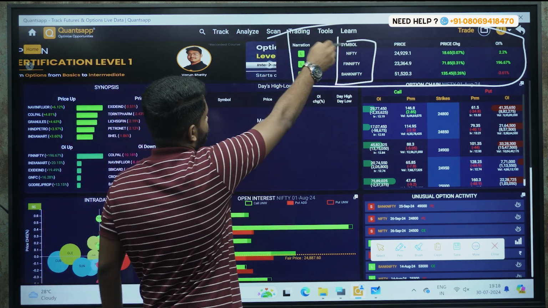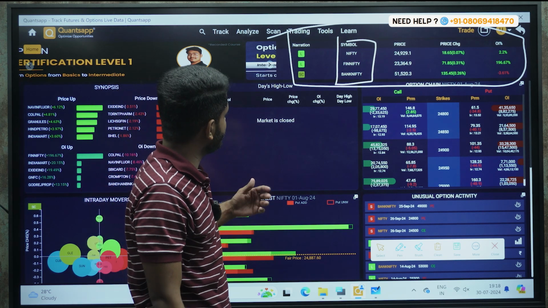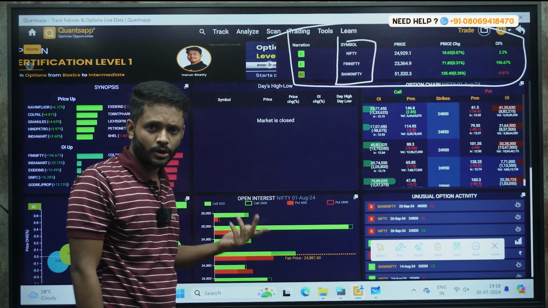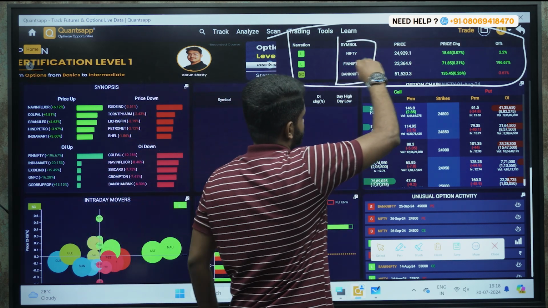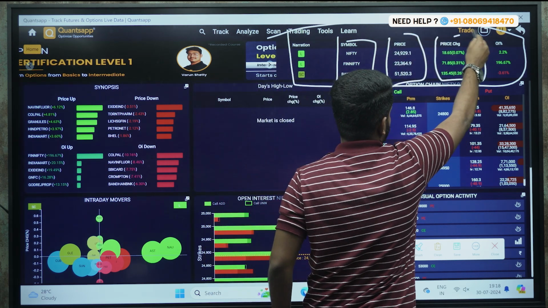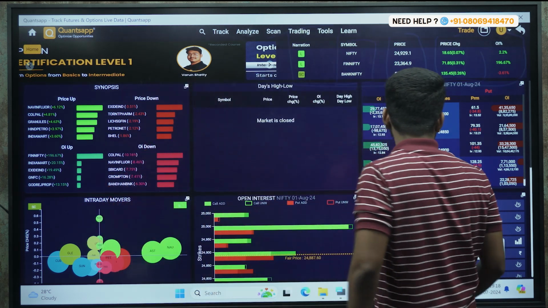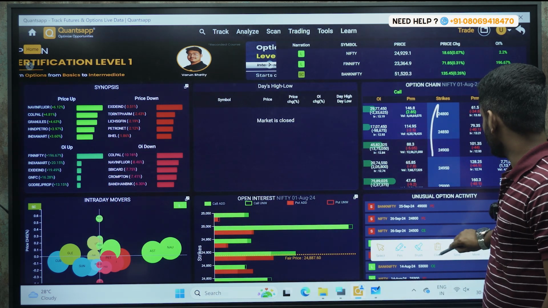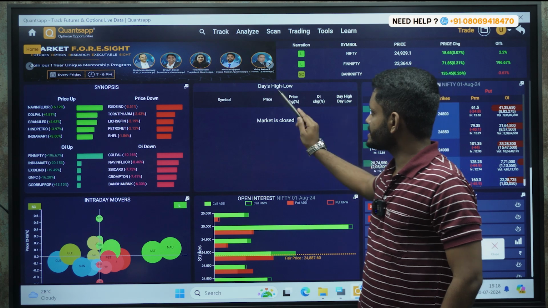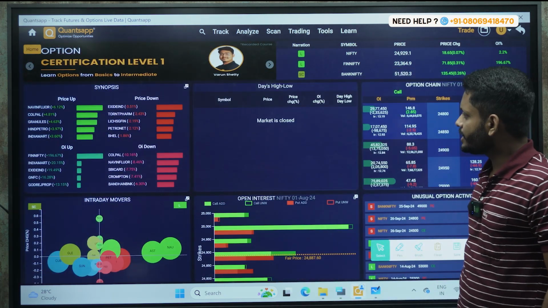Like in Nifty, currently what is the built up? In Nifty, the built up is long. In Fin Nifty, the built up is long. In Bank Nifty, short covering is going on. So you can check the built up of the major indices. Apart from that, the price change and OI percentage, everything over here you can check. Okay, apart from that, the option chain is available over here. And then you see days high, low, synopsis, intraday movers. So the home page is quite good. You can definitely go and check it out.